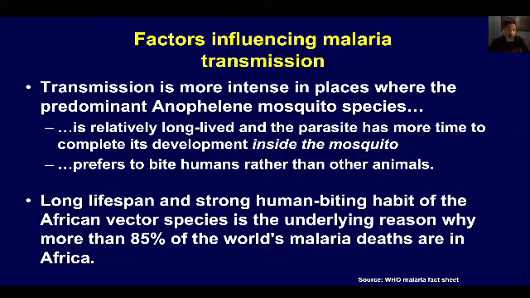And some species of Anopheline mosquitoes prefer humans over animals, and when that happens, there's going to be more likelihood of intense transmission going on. And in fact, the way things have evolved here, the African vector species that transmits malaria has both a long lifespan and a strong human biting habit. And that is the reason why more than 85%, and some estimate even more, of the world's malaria deaths are occurring in sub-Saharan Africa.